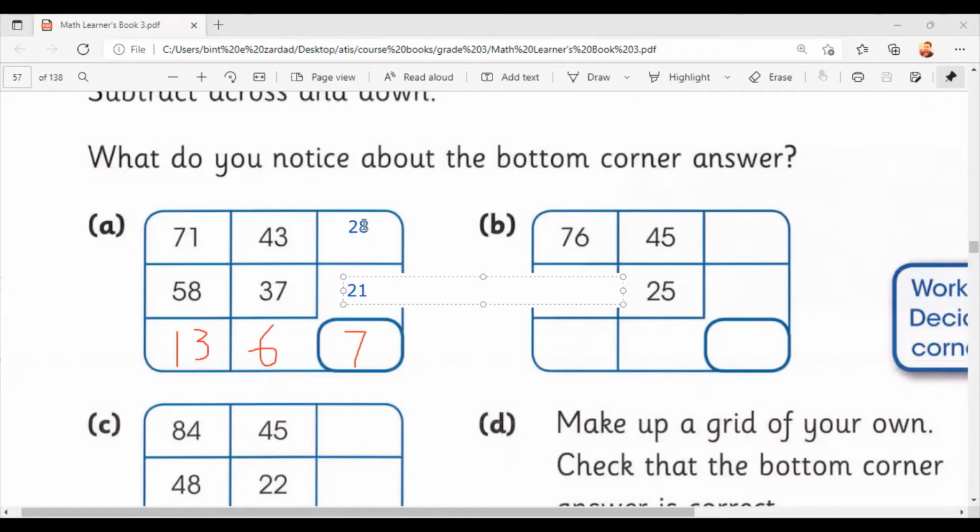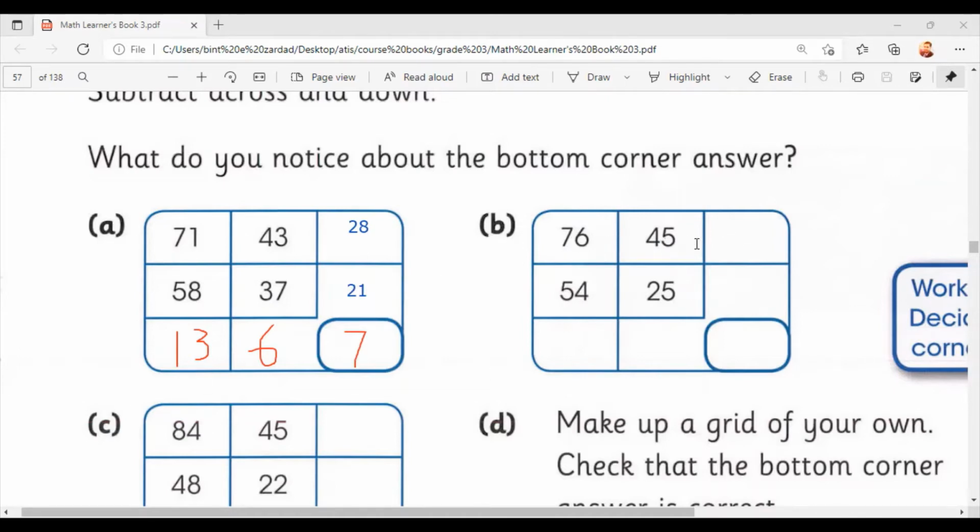Now we can check it. 28 minus 21 equals 7. So both ways we are doing minus. What do you notice about the bottom corner answer? It will be the same. It is the same for parts B, C, and D also.